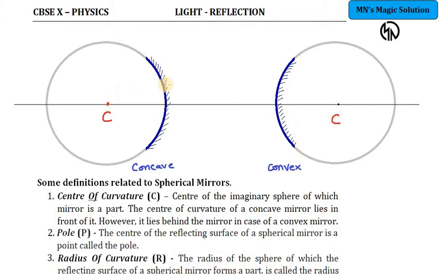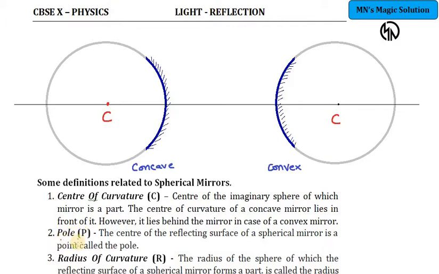You can very well see that in case of a concave mirror, the center of curvature is in front of it. That is reflecting surface ku munadi irukku. Whereas convex பொறுத்த வரைக்கும் reflecting surface ku பின்னாடி. So behind the reflecting surface, in case of convex mirror, என்னோட center of curvature is there.